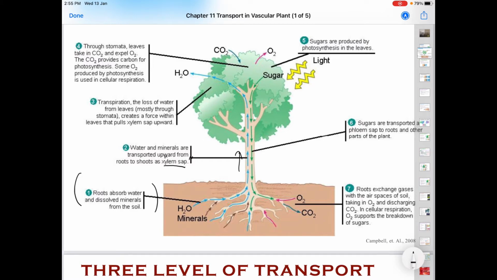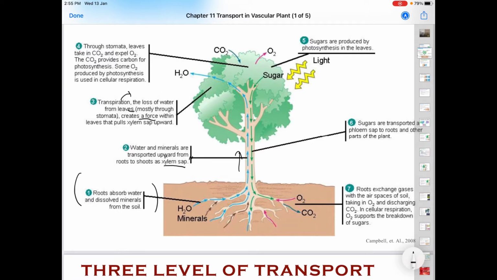Transpiration is the process of losing water from the leaf. Normally, this process happens through the stomata underneath the leaf, or also in the lenticel, which is located on the surface of the stem. But mostly through the stomata.